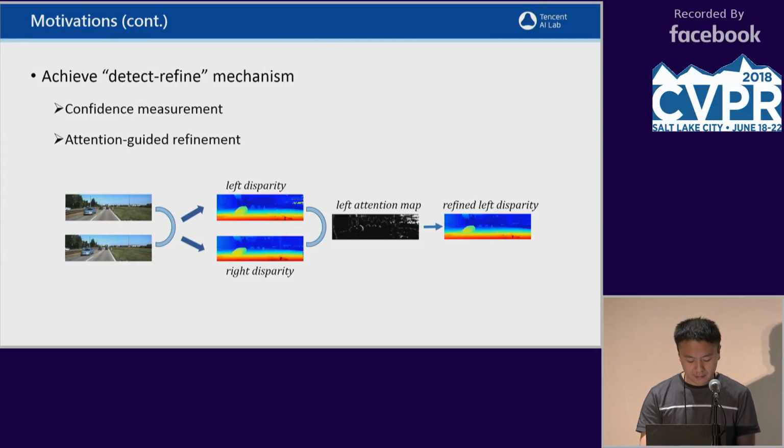Instead of performing an isolated left-right consistency check, we seek to achieve a detect-and-refine mechanism with the spirit of left-right comparison. There are 2 key technical points. The first one is the confidence measurement. By online left-right comparison, we can obtain the confidence of prediction for all the pixels. Then we use such learned confidence of prediction as an attention guide. The model will selectively refine and update the disparity of the pixels with low confidence, which may be the left-right inconsistent ones.